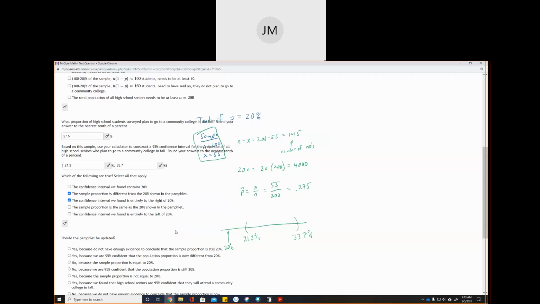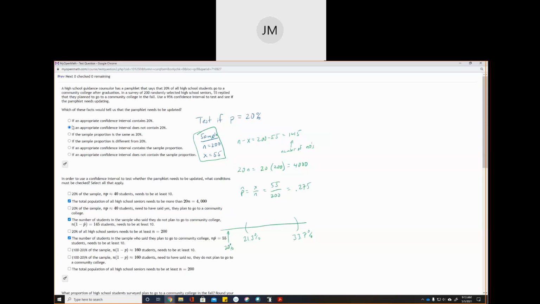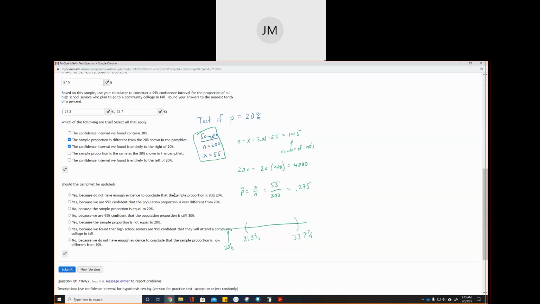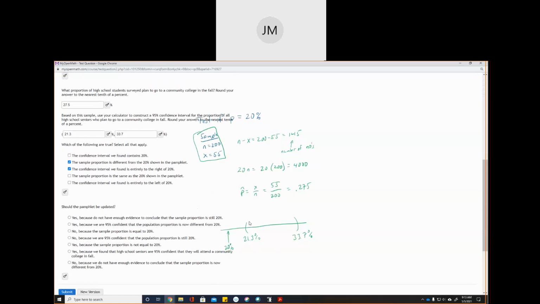But to answer the next part, should the pamphlet be updated, that's where we're really only looking at, does the confidence interval not contain 20%? So yes, the pamphlet should be updated because the confidence interval does not contain 20%. So that's what I'm going to look for. In this one here, we say yes because we are 95% confident, because of our interval, that the population proportion is not 20%. It's between 21.3 and 33.7%.